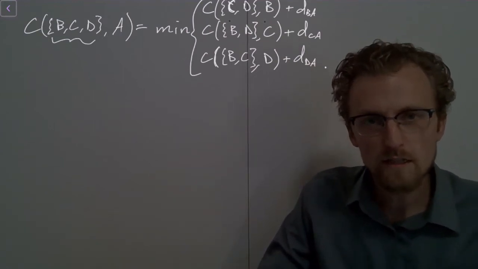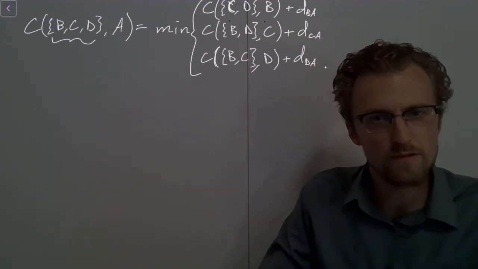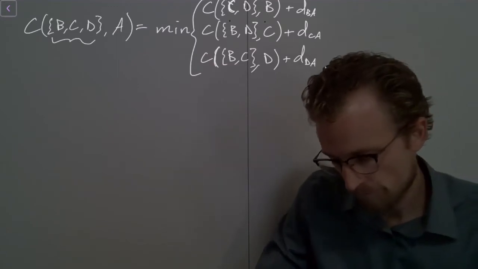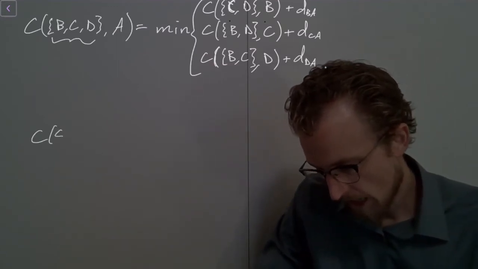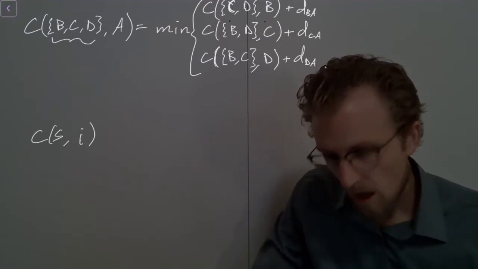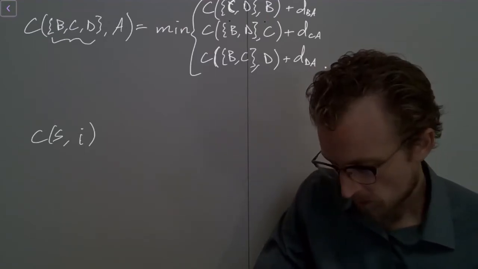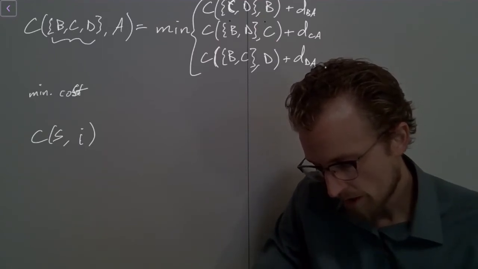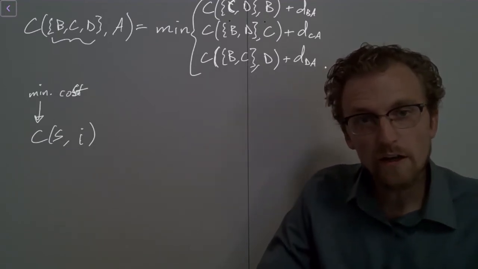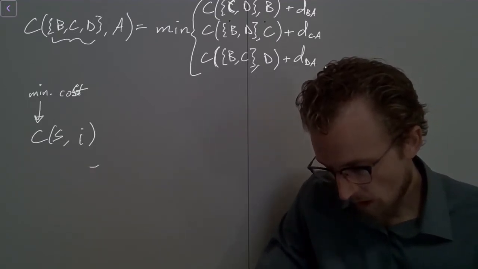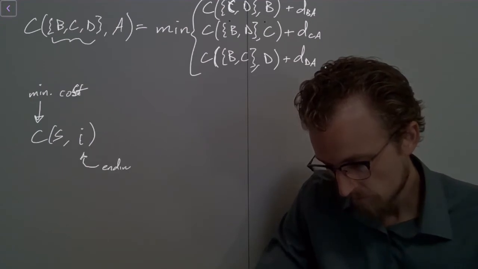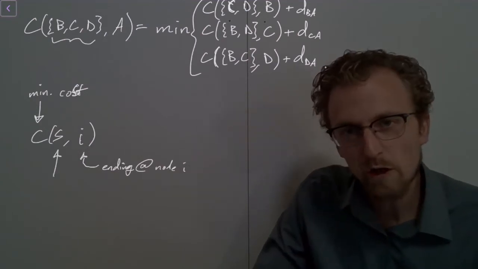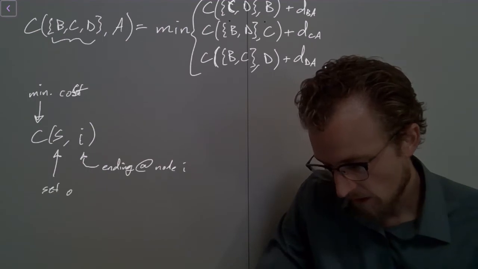So now let's see how we can take this math that we wrote out for just 4 nodes, and just the last step of 4 nodes, and see if we can generalize it to more than just 4. So I'm going to write C of S and I, along the same lines as the pattern of what's above, to mean the following. This is going to be the minimum cost of a path starting at node A, ending at node I, passing through intermediate nodes S, so S is the set of intermediate nodes.